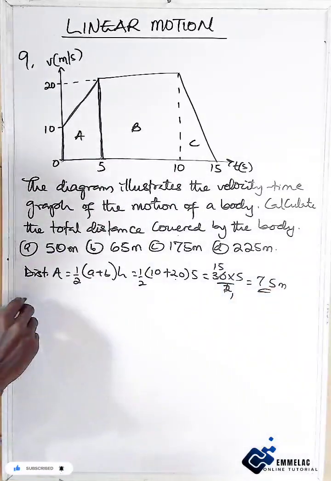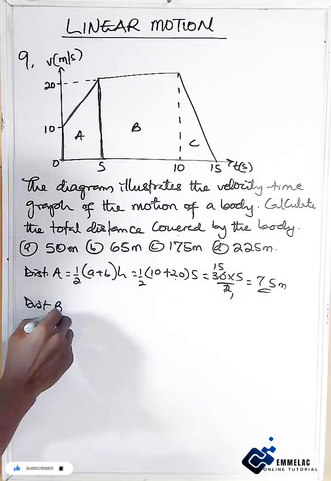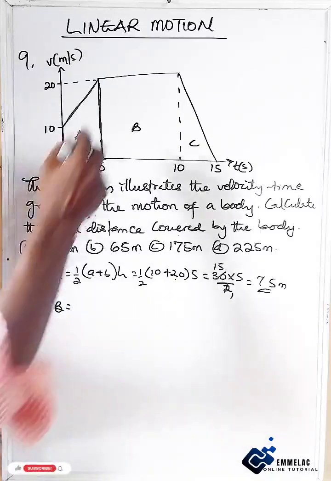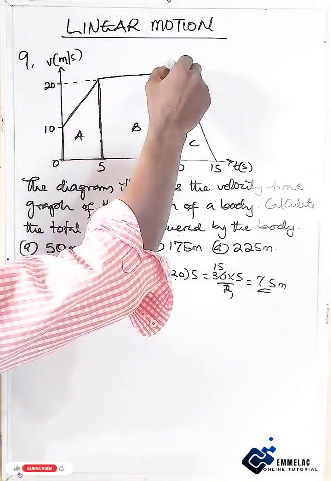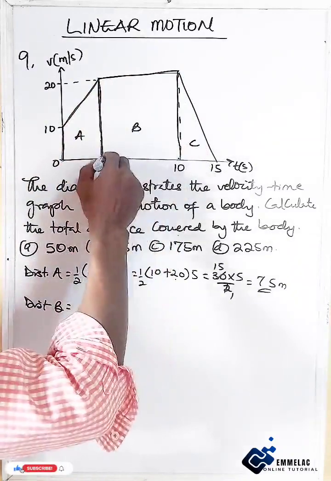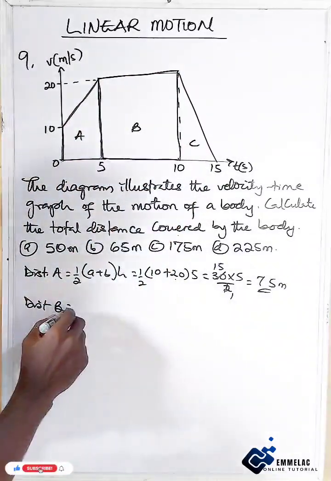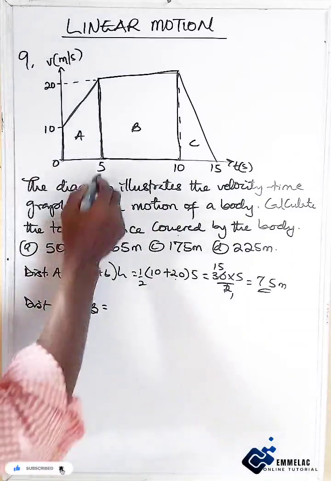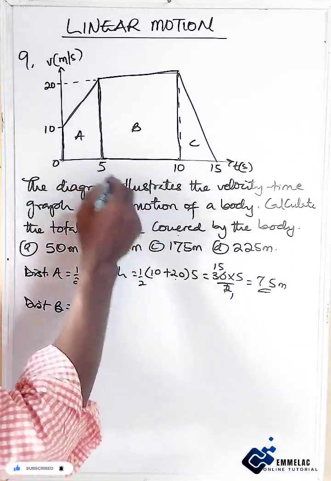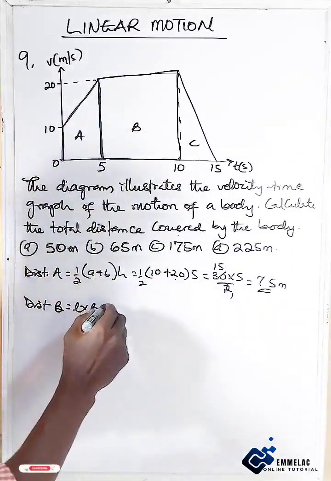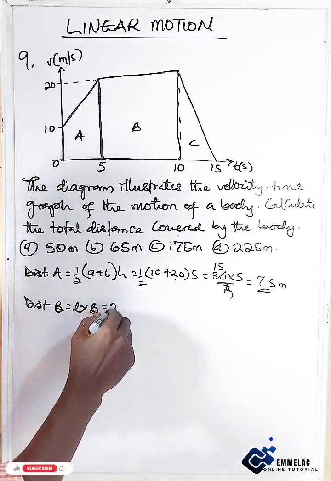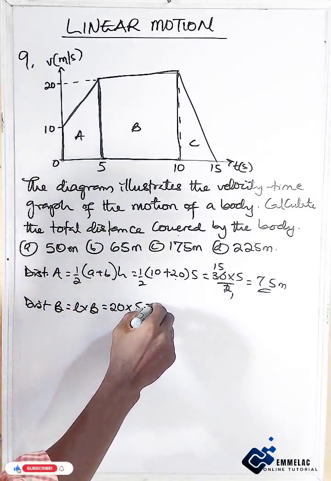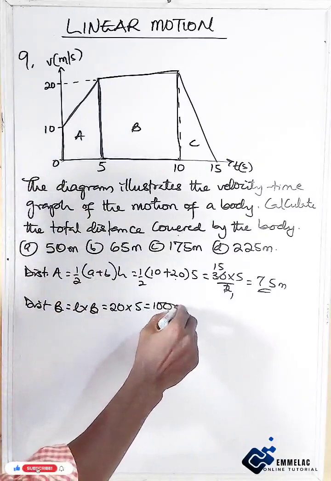Now for distance B, which seems to be a rectangle, that will be length times breadth. From here to here is 5, and here 20, so that will be 20 times 5, which should give us 100 meters.